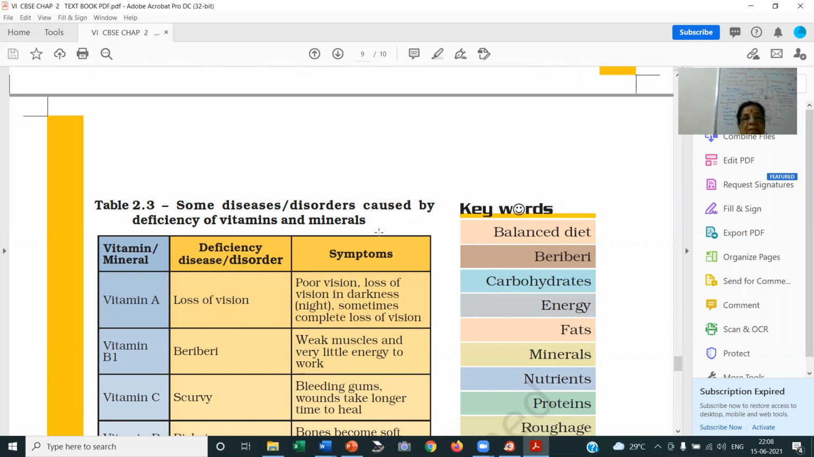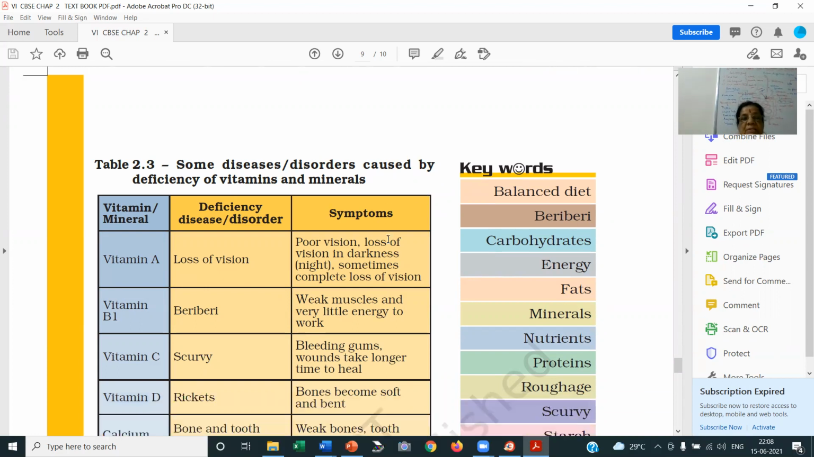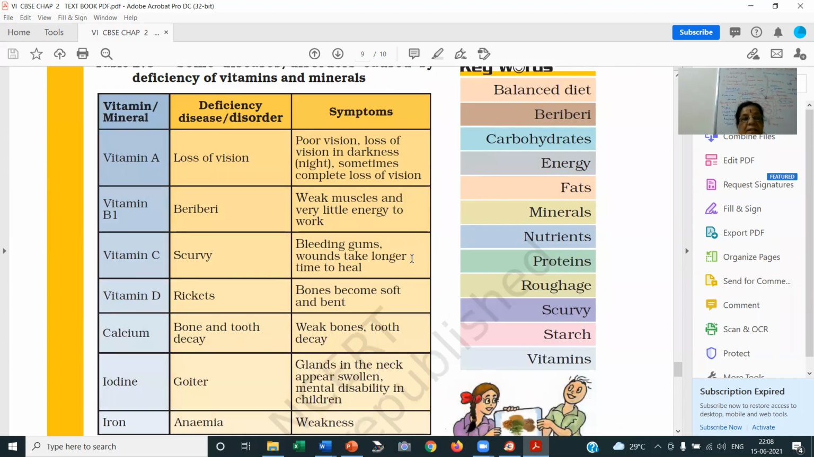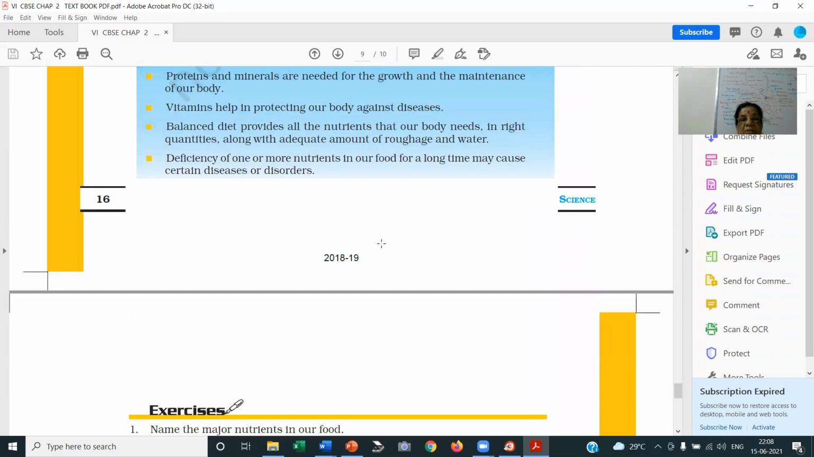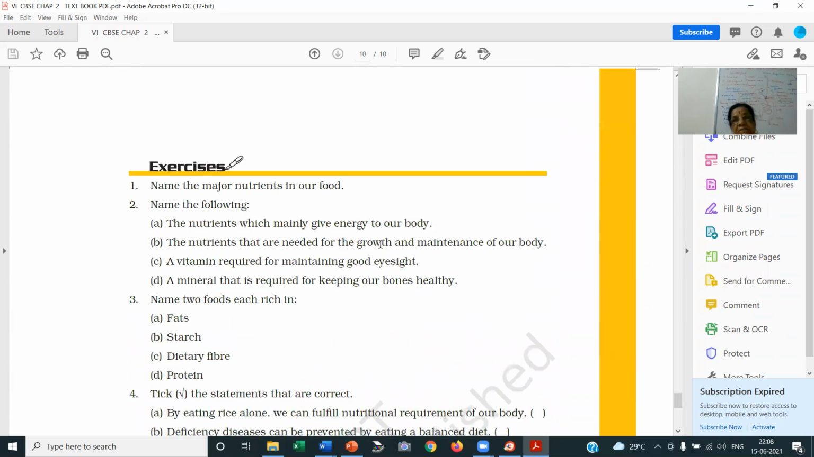Vitamin A: poor vision, loss of vision, night blindness, and xerophthalmia, dryness in the eye. B1: weak muscles and very little energy to work. Vitamin C: scurvy, bleeding gums. D: rickets. Then calcium: bone and tooth decay. Iodine: goiter. Iron: anemia. I hope you understand. So this is for our second lesson, chapter 2, components of food.